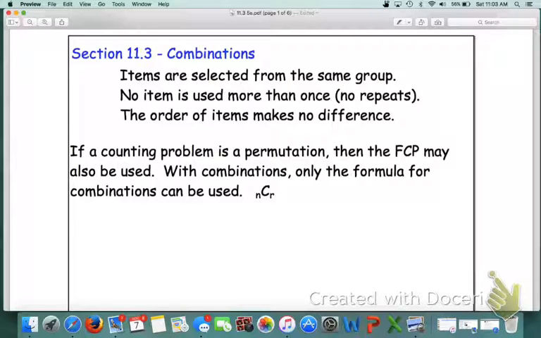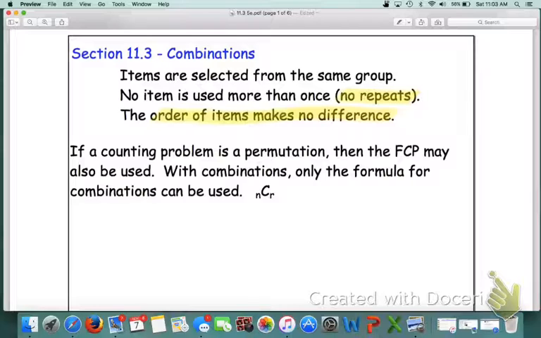This lesson is section 11.3 on combinations. Items that are selected from the same group that are not used more than once, so no repeats, but in which the order of the items makes no difference, are when you'll use combinations. Okay, so remember, there can be no repeats and the order does not make a difference. Situations like committees, delegations, identical prizes, identical jobs, those are the kinds of scenarios you'll come across that use combinations.